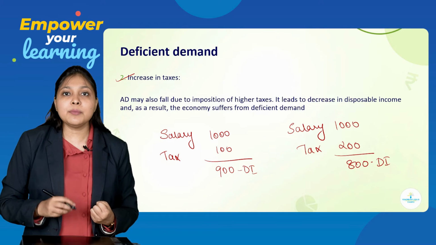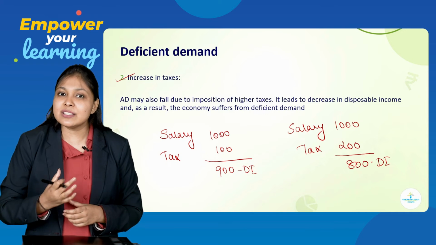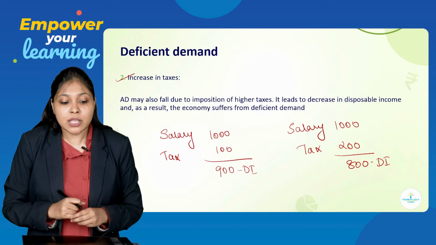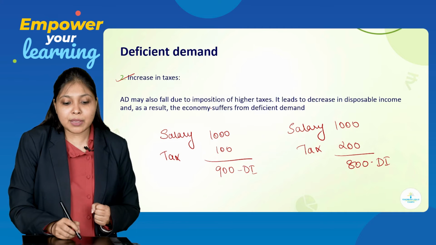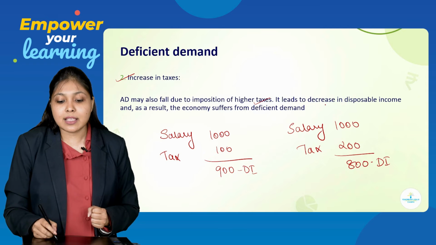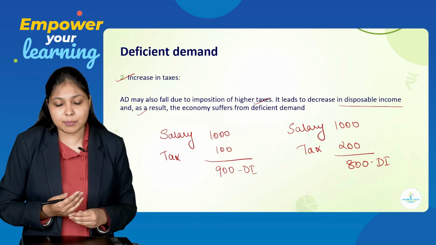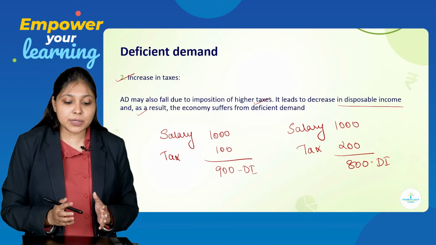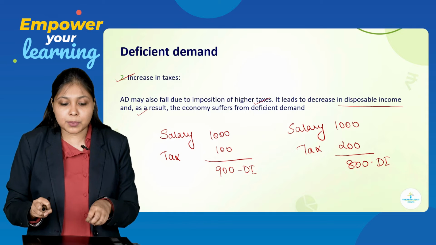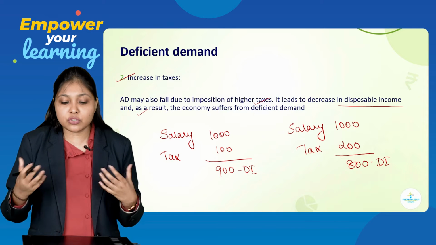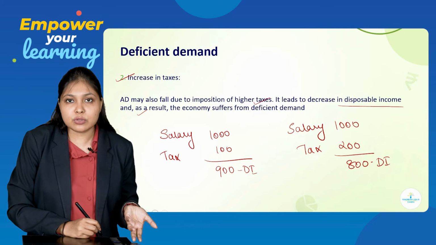Lesser the disposable income, lesser will be the consumption in economy, and lesser the consumption, that means lesser the aggregate demand in the economy. So whenever there is increase in taxes, aggregate demand will reduce. So AD may fall due to imposition of higher taxes. This will lead to decrease in disposable income, and as a result economy suffers the deficient demand. So here in this example, very clearly you can see that in situation 1 the tax was 100 rupees, in situation 2 tax increased to 200 rupees. So accordingly my disposable income also gets changed, and since there is change in disposable income, the aggregate demand will also reduce.